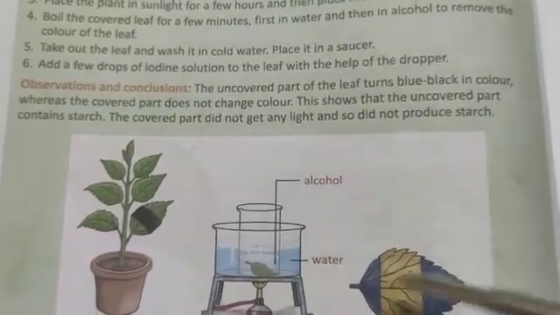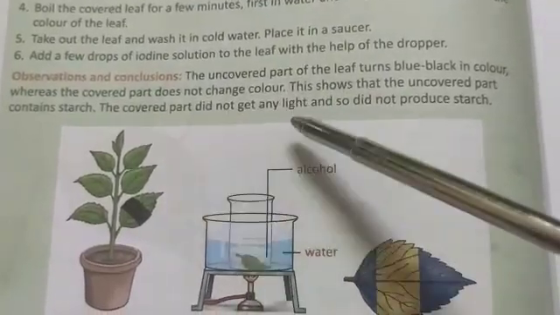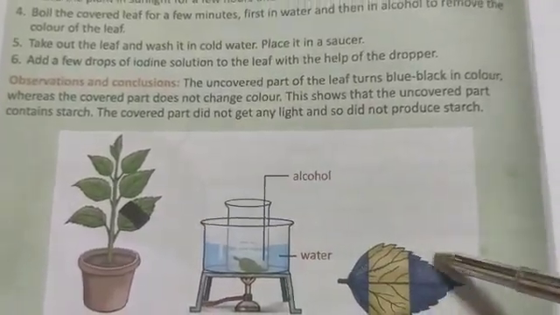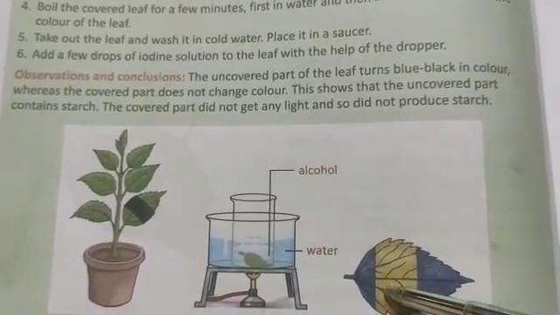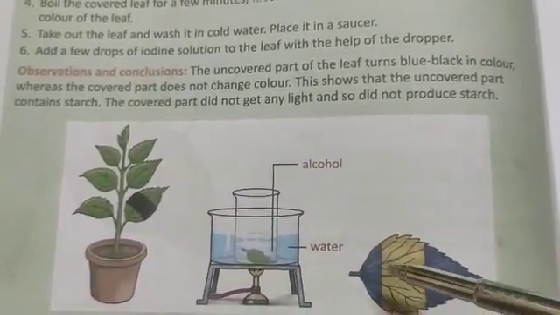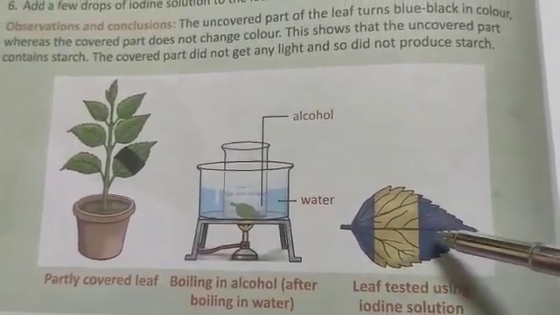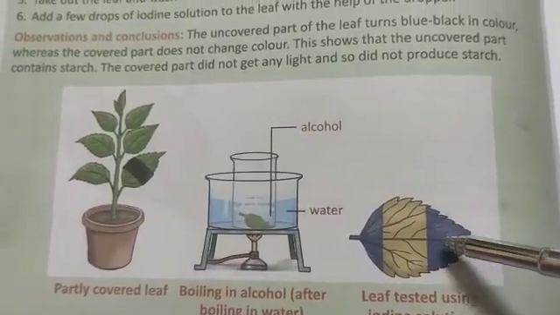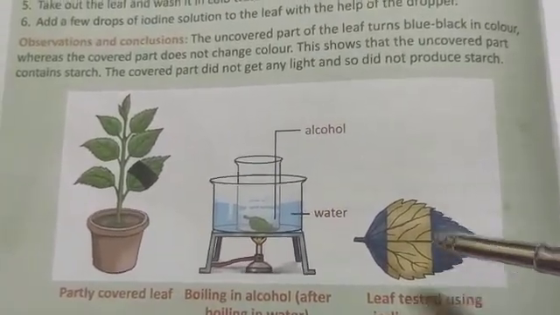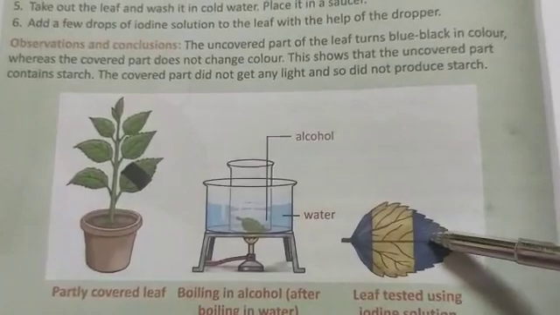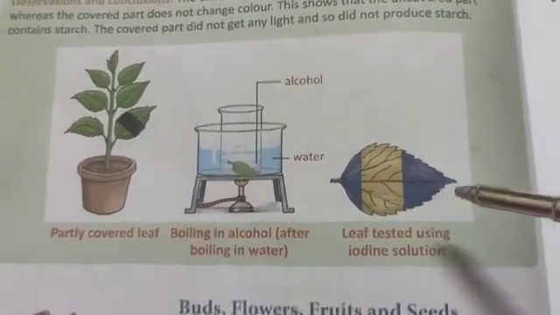What does this experiment show? This shows that the uncovered part contains starch. The covered part did not get any light and so it did not produce starch. So this is a sure shot that iodine solution turns blue-black in color. The leaf turns blue-black in color due to the presence of starch.